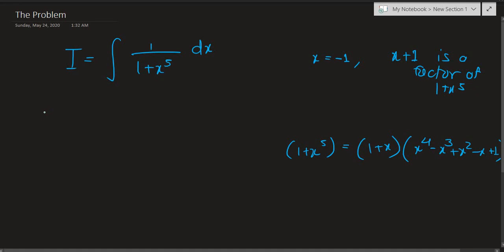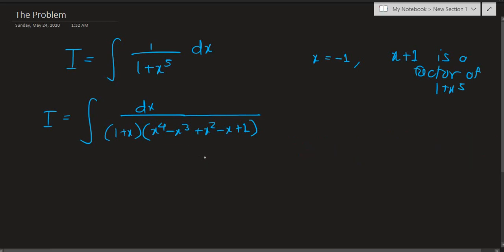Because of this, our original integral I now becomes dx over, we can write this as the product of these two, so 1 plus x times x to the fourth minus x cubed plus x squared minus x plus 1.